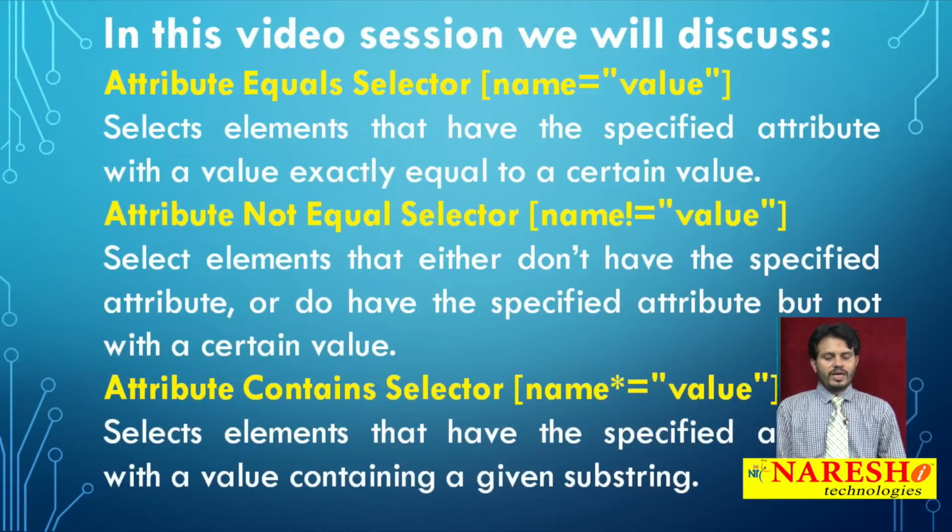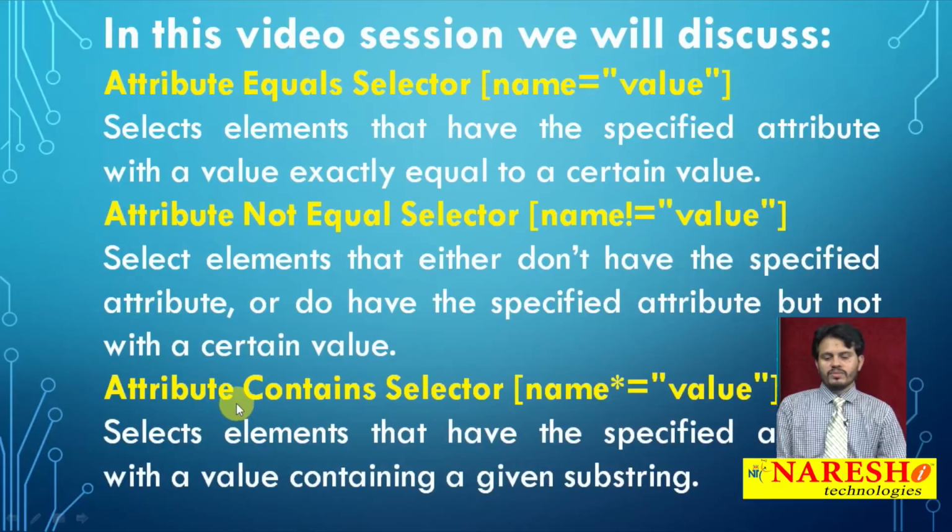And the second one is the attribute not equal selector. It means select the elements that either do not have the specified attribute, or do have the specified attribute but not with a certain value. In a square bracket you write the attribute name, not equals, and in double quotation marks, the value. Either this attribute should not be available, or if it is available, then its value should not equal this specified value. Then the element gets selected.